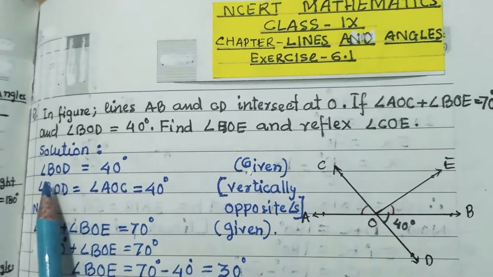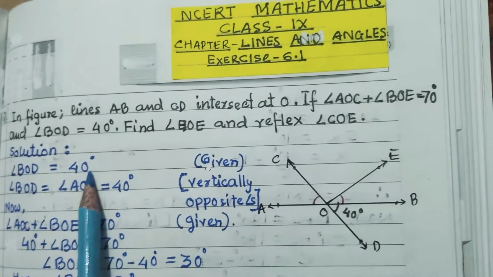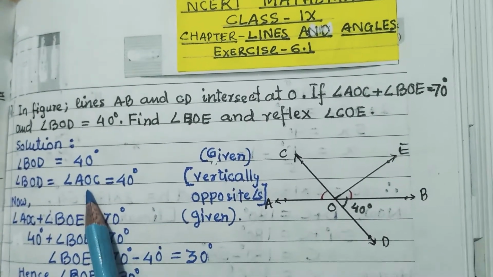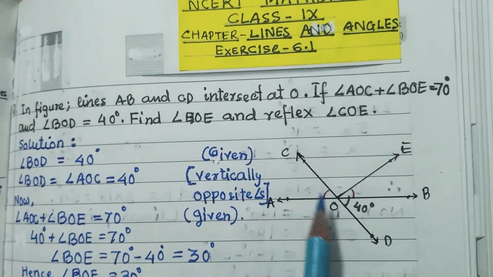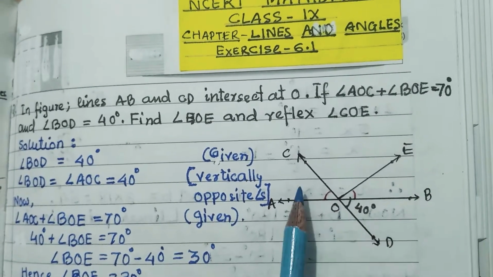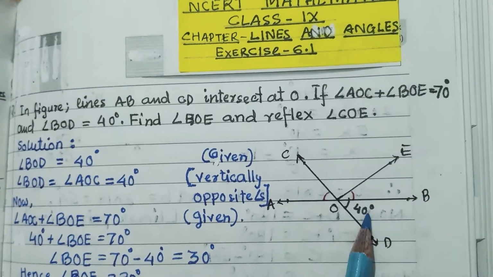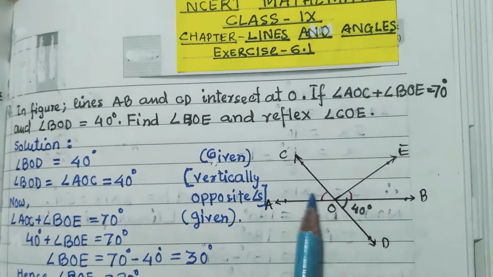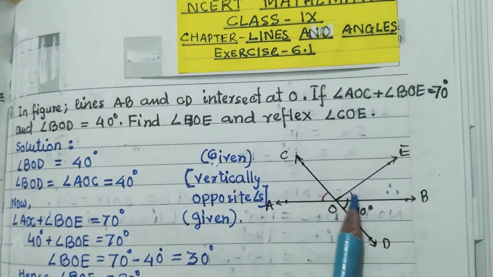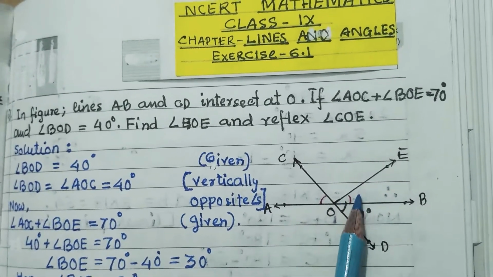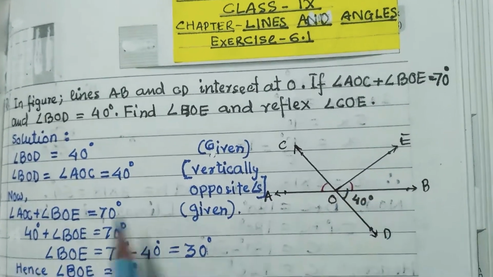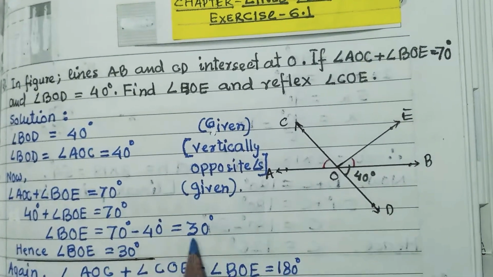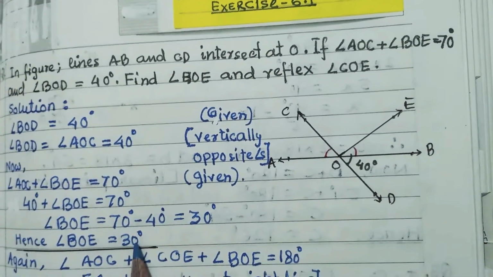Now BOD is given as 40 degrees, so BOD is equal to AOC. BOD and AOC are vertically opposite angles, so this one is also 40. These two together were 70 degrees, so BOE is equal to 70 minus 40, which is 30 degrees. So that is found.